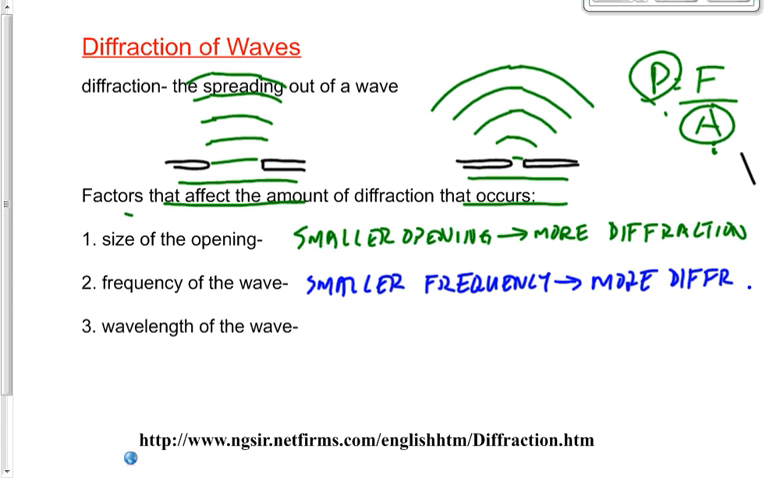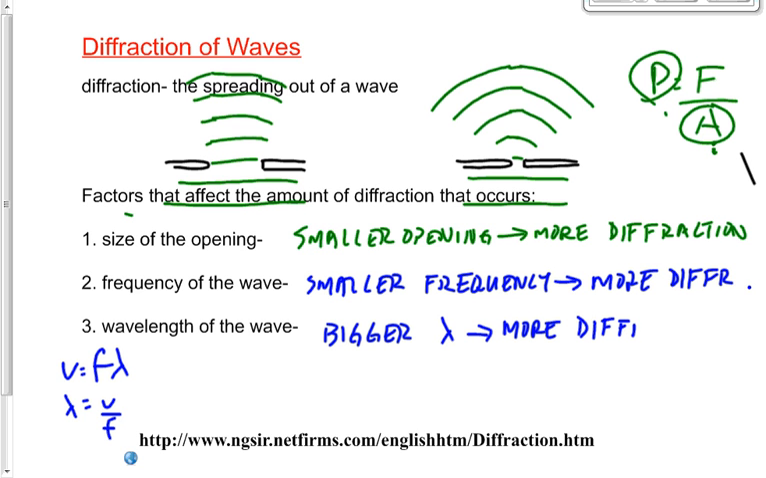Finally, what about the wavelength? Well, we know that V is equal to F times lambda. Wavelength is equal to V over F. If frequency goes up, wavelength goes down. They're inversely related to each other. So if smaller frequency causes more diffraction, then bigger wavelength causes more diffraction. You want more diffraction? Decrease the size of the opening. Decrease the frequency. Increase the wavelength. Increase the distance between the waves.